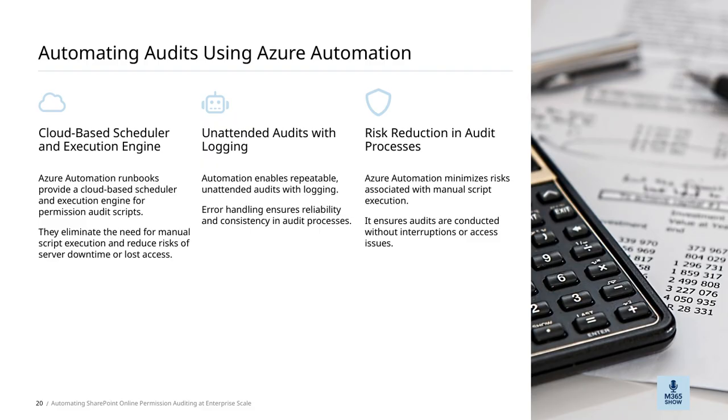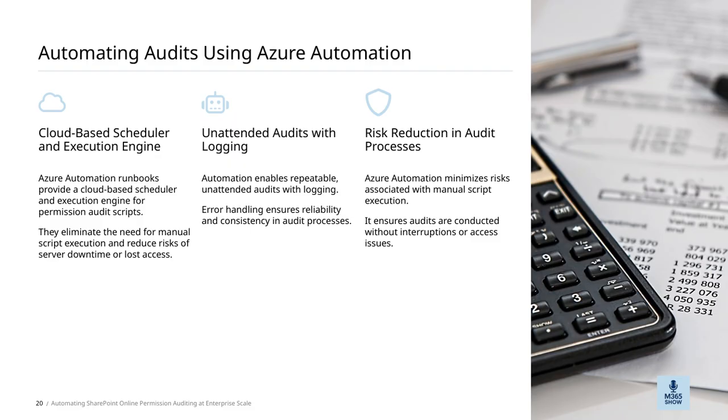This reduces the need for constant manual oversight and helps catch issues early. Azure Automation runbooks serve as a cloud-based scheduler and execution engine for our permission audit scripts. They eliminate the need to manually run scripts, reducing the risk of mistakes or delays.